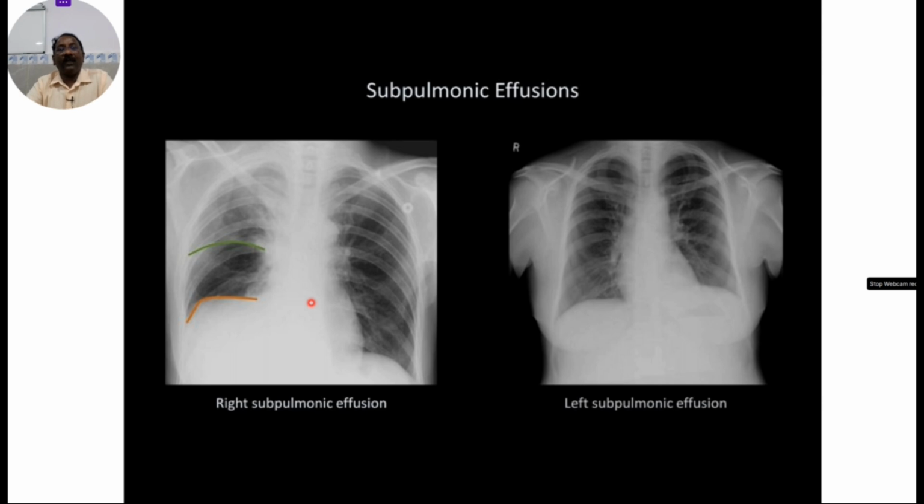See the subpulmonic effusions. Right subpulmonic effusion here. See the diaphragm. So the left diaphragm is here, and the right diaphragm is at a very high level. This is the right subpulmonic effusion and the left subpulmonic effusion.